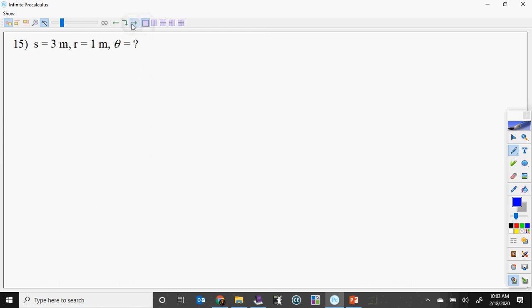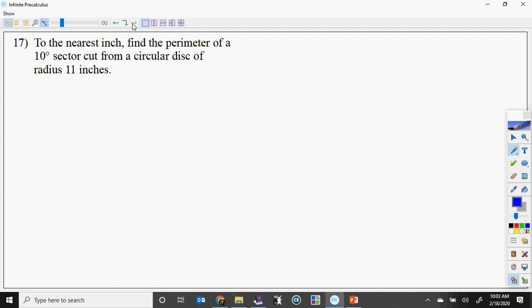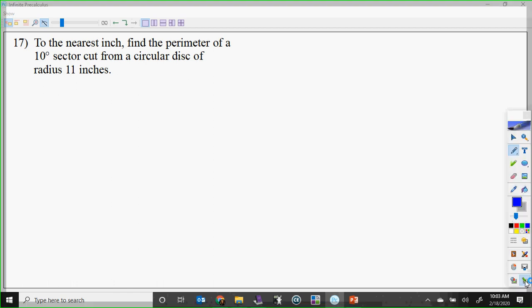Alright, last one we're going to look at. Definitely want you to try this one before I do it. So go ahead and try this one, pause the video, and then I'm going to go over it. Alright, so we're asking for perimeter. So I'm going to draw a picture of what we have. We have 11 as our radius, so both of those sides are 11. This side is S, don't know that one yet, and this angle is 10 degrees.